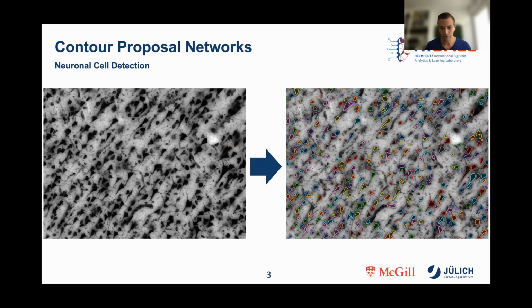Also, cells, of course, are distributed in 3D. In this case, it's a 2D image, so you can also have overlapping instances. And in our case, you really want to preserve the entire morphology and get the entire cell at once. So there are several different aspects that make this a challenging task. Today, I will present the contour proposal network, which is our choice to tackle all those problems. I will show you how it works and hopefully give you an intuition of what it actually does internally.